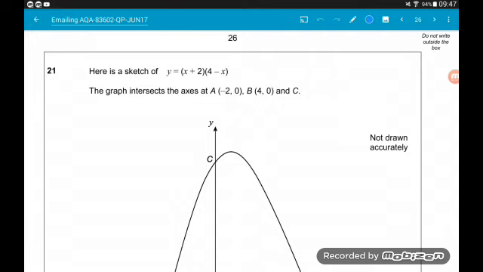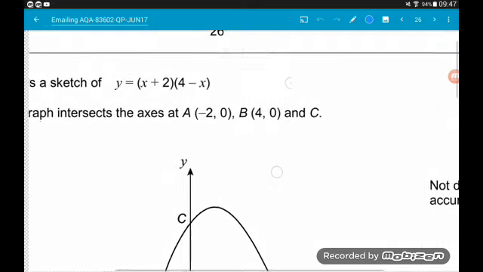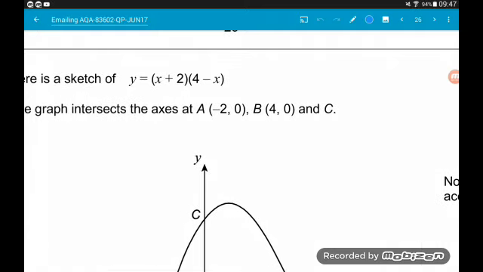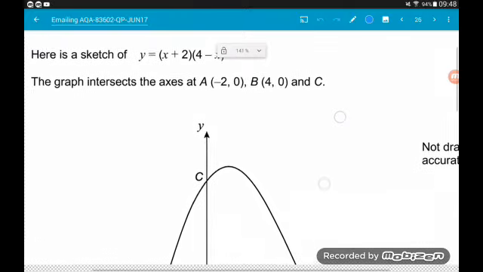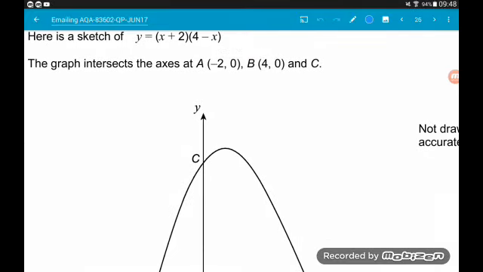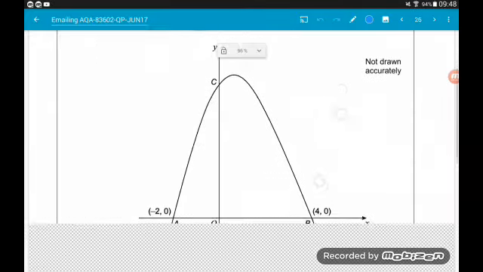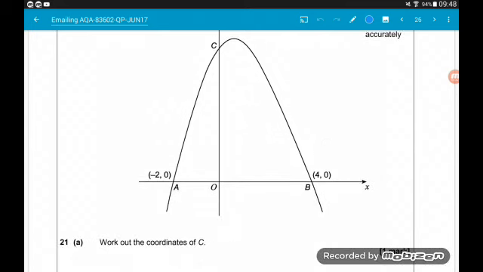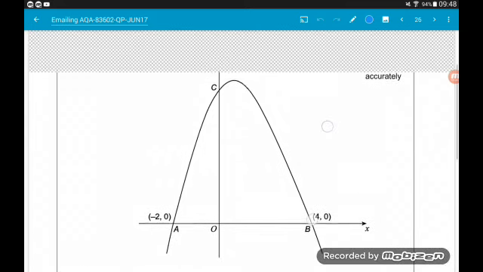So question 21, we've got a sketch of the graph of y equals (x plus 2) times (4 minus x). We're told the graph intersects the axes at A (minus 2, 0), B (4, 0), and C. So C is the y-intercept. Part A asks us to work out the coordinates of C.